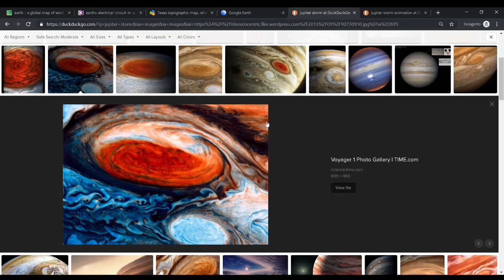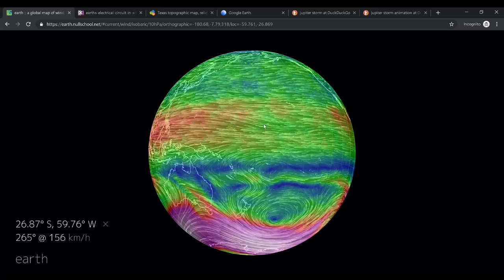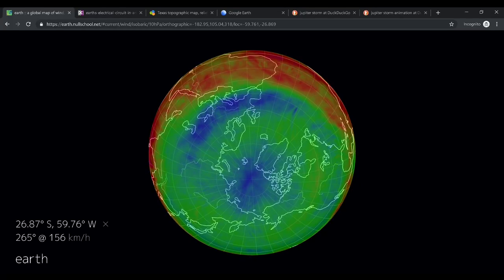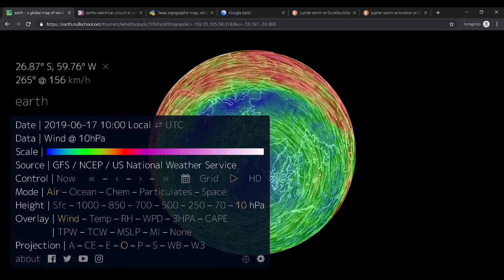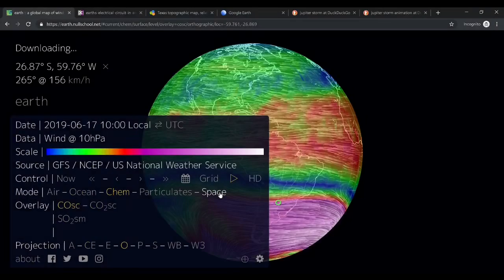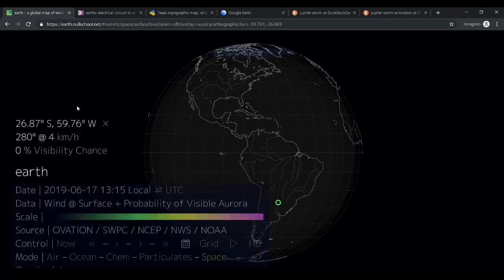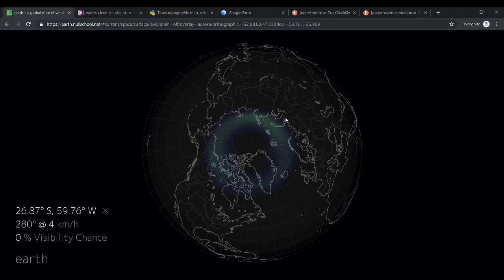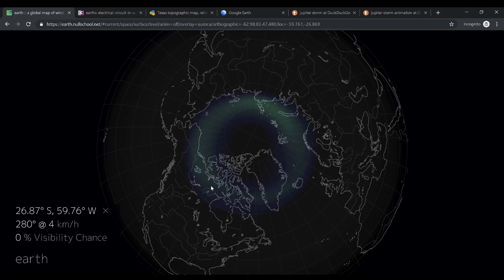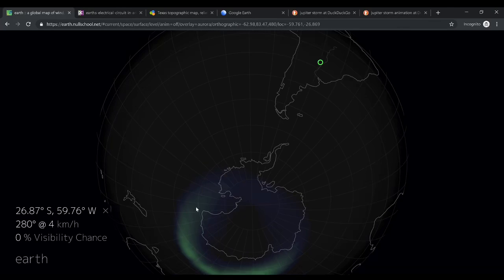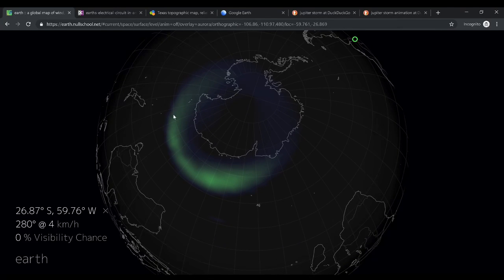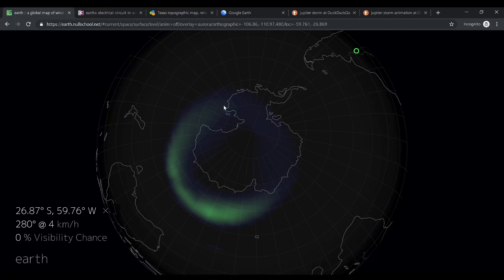Let's just look at, can we see the aurora? Sure can. Watch this. We're going to go over here, and I know they got aurora in here. Space. That shows us the aurora. So looking kind of weak right now, but essentially this is where we'd see the aurora borealis in this area. When there is visibility chance, this is going to be in red, and that usually happens right after some sort of sun event, a CME or a solar flare happens. And then again, you see it on the southern pole as well, right?